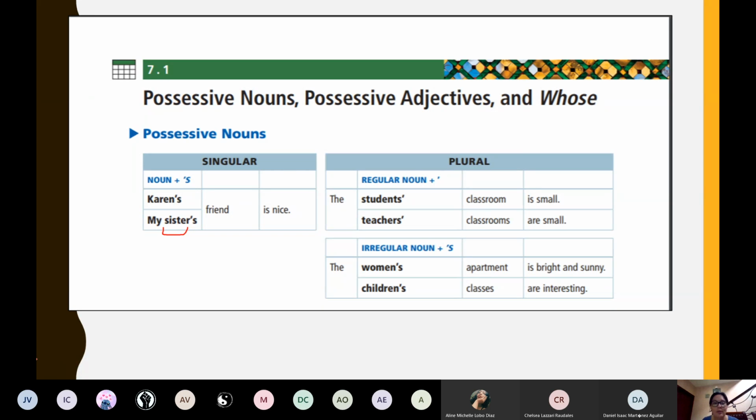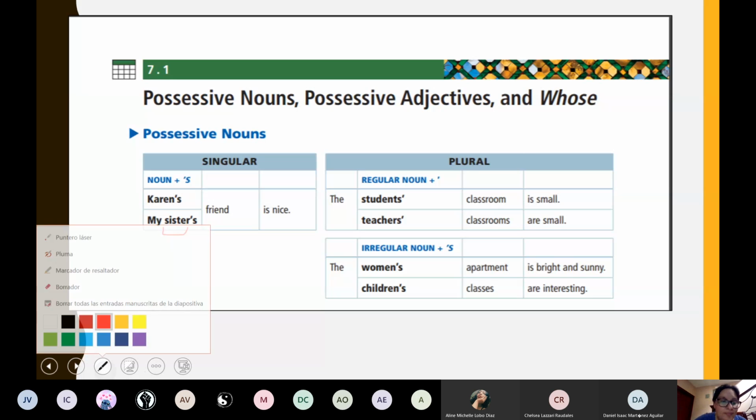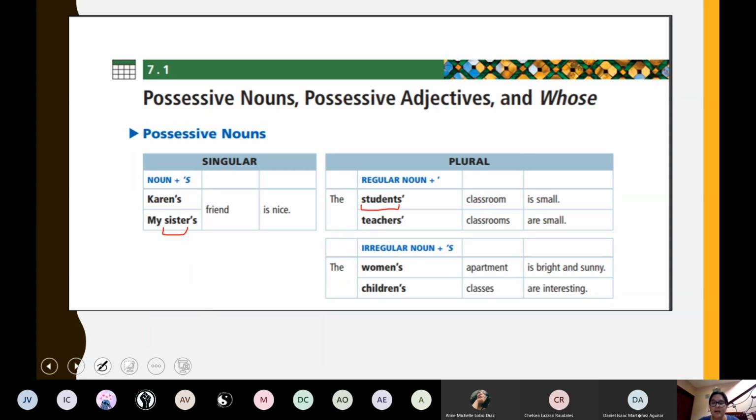But on the other side, we have the plural form: the students' classroom is small. What is the difference? Before the apostrophe, you can see that we have the plural, students. But here, we only use an apostrophe. Why not apostrophe S? And again here, look, teachers. This one is plural. Teachers is plural, but it has just an apostrophe. The teachers' classroom. So we are inducing the rules. But looking here, this one is plural also. The women's apartment is bright and sunny. If we look before the apostrophe, here we have women, more than one, because only one is woman. But here we have apostrophe S. And here also, look.